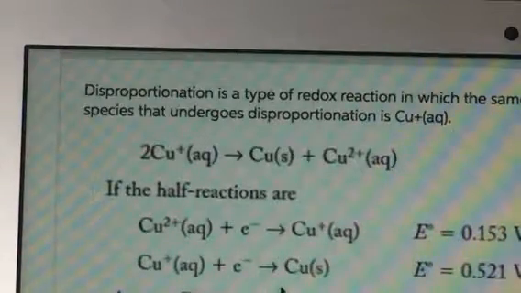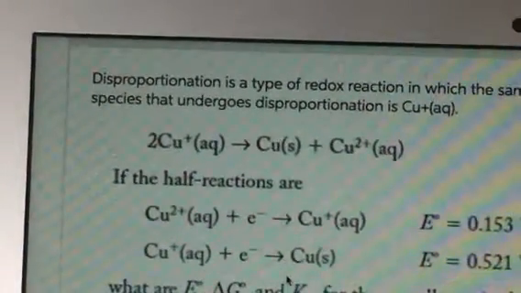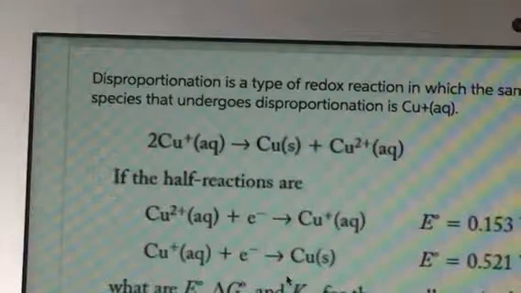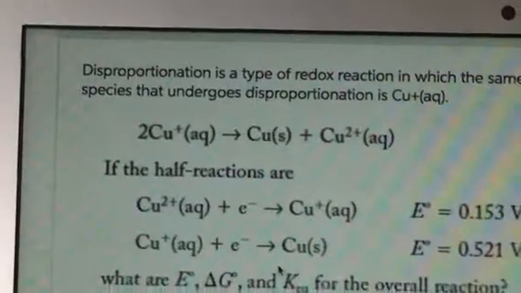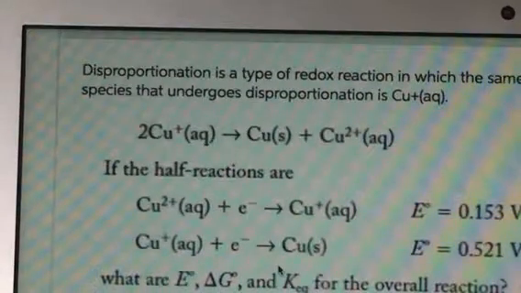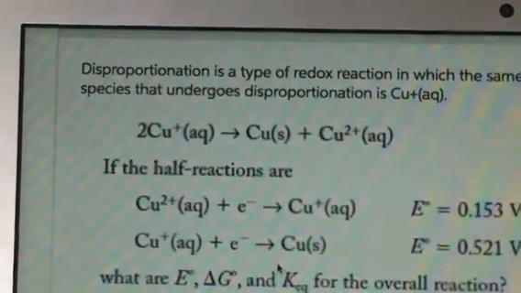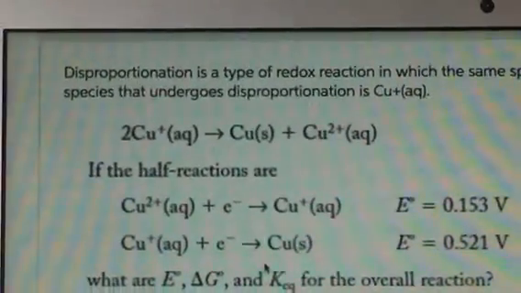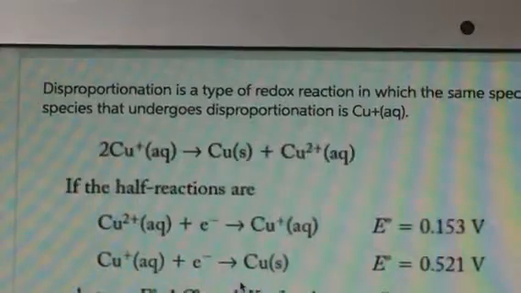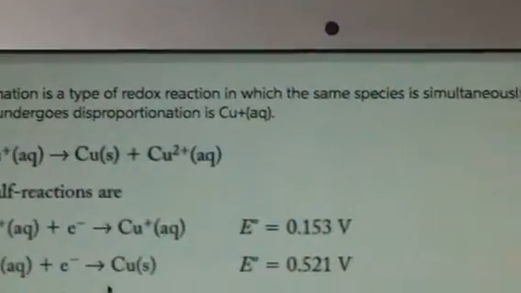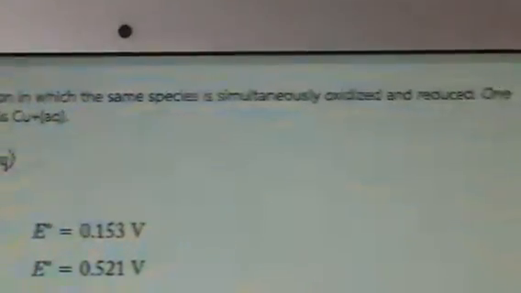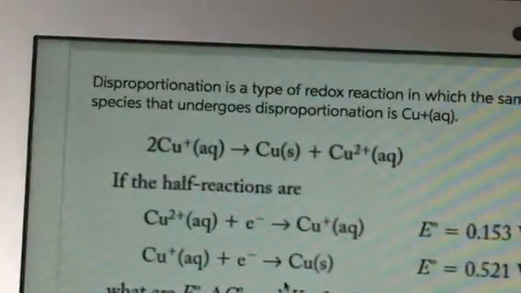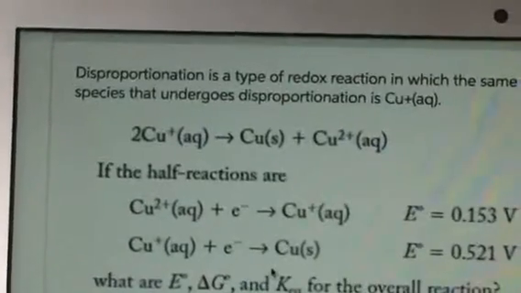Session on disproportionation reactions. Most of the disproportionation reactions happen in basic medium, and we also try to learn balancing ionic equations during the course of a disproportionation reaction. What is a disproportionation reaction? It is a type of redox reaction in which the same species is simultaneously oxidized and reduced. One species that undergoes disproportionation is the cuprous ion.